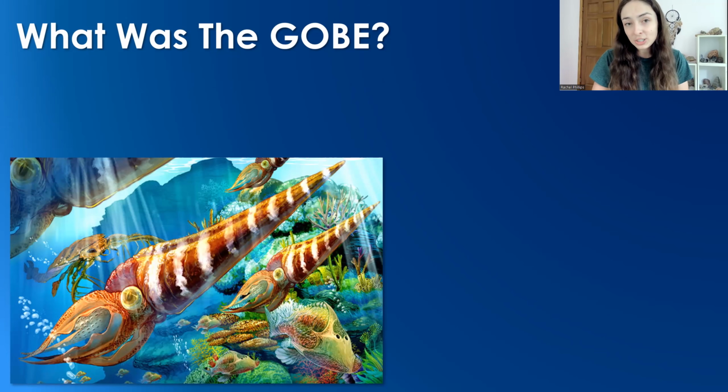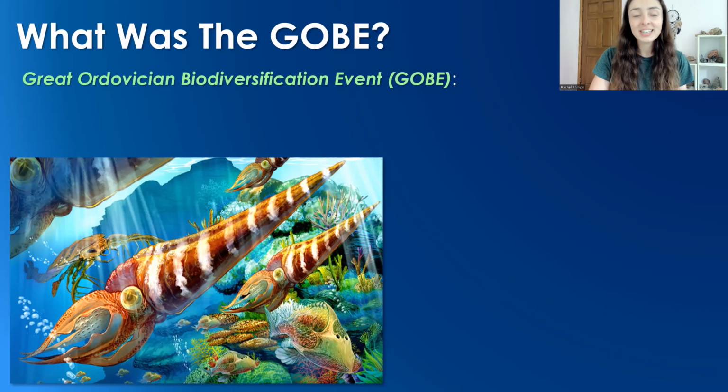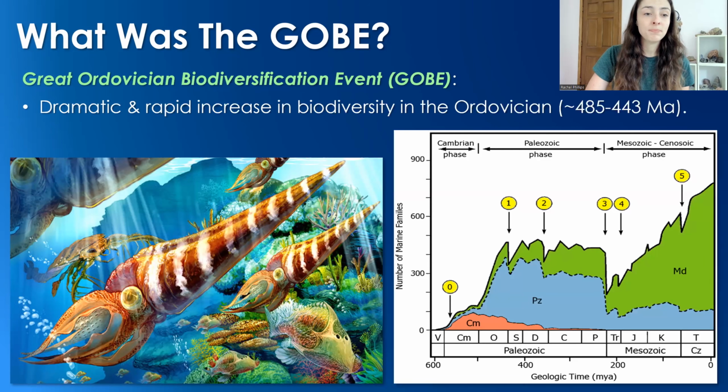First off, what is the GOBE? Well, first and foremost, it's a biodiversification event. So biology, life, was diversifying at the time. And yes, life is diversifying pretty much all the time, but we mark this specific event because of its dramatic and rapid increase in diversity around 485 to 443 million years ago, throughout the Ordovician period, really.